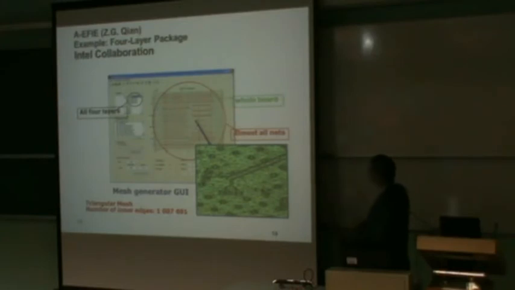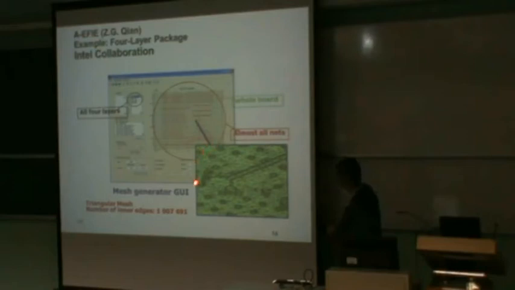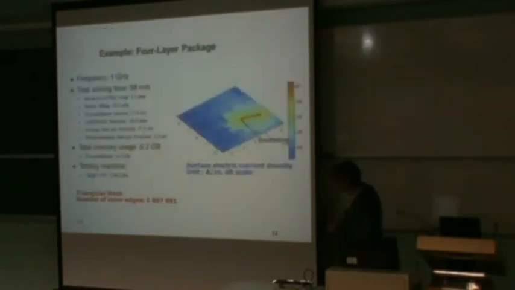We developed something called the augmented electric field integral equation, and that allows us to simulate multi-scale structures with fine grids and coarse grids together, up to a million unknowns using a single CPU. This was a collaboration with Intel that we had a few years ago. Because of that, with a single CPU, as I mentioned before, we can do this problem.